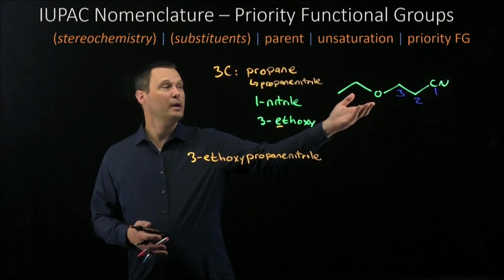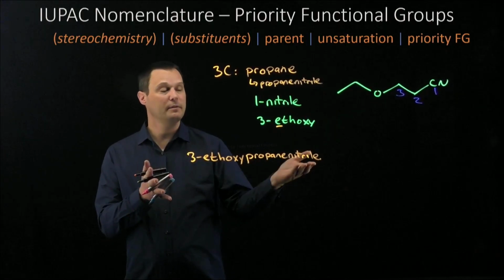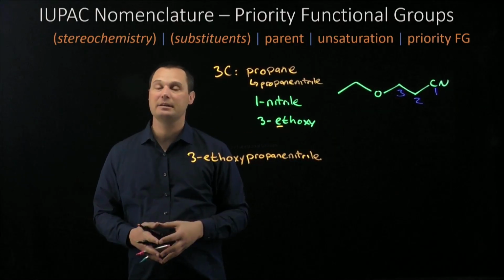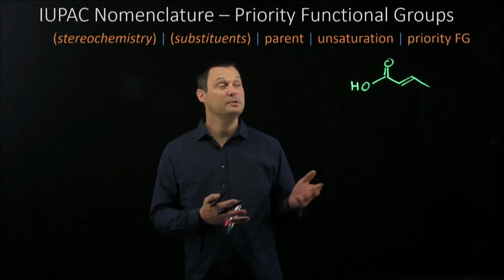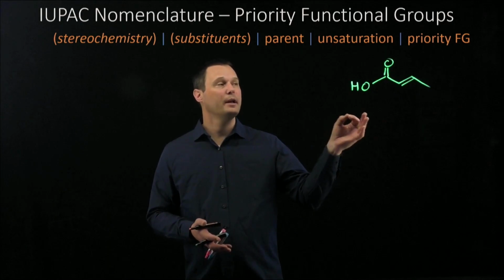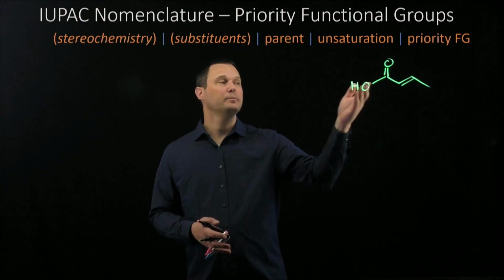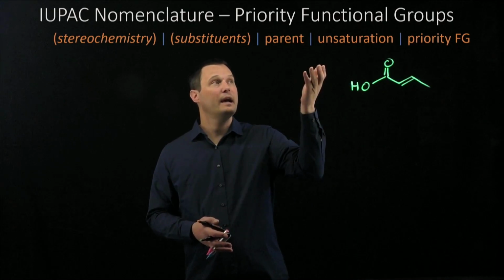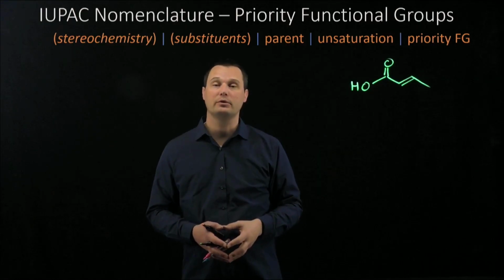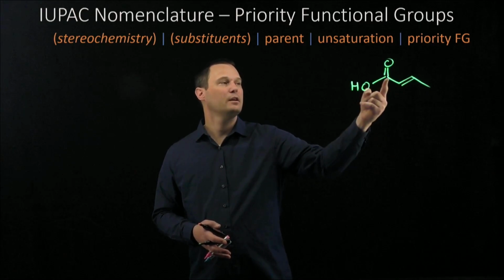Finally, we scan through the molecule to find any stereocenters. This molecule has no stereocenters, so the final official name of this molecule is 3-ethoxypropane nitrile. Pause the video, see if you can name this molecule. The first step is to find the longest consecutive chain of carbon atoms containing the priority functional group. Here we have a carboxylic acid and an alkene. The carboxylic acid is the highest functional group on our list of priority functional groups, and this 4-carbon chain is the longest consecutive chain containing the carboxylic acid.